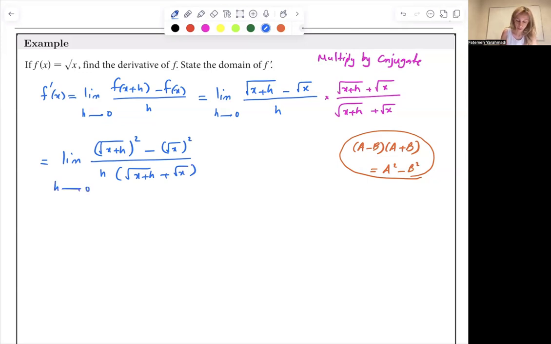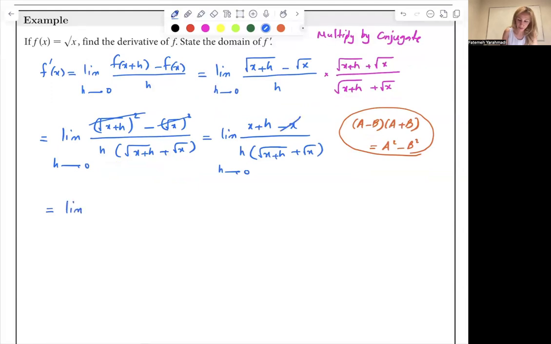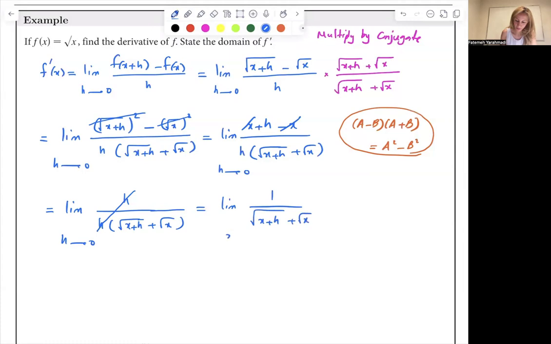My numerator becomes x plus h, because the square root and raising to the power 2 cancel out each other, minus x, since here you get x back, divided by h times square root of x plus h plus square root of x, and h goes to 0. So in this limit, you can cancel out x and negative x, and then h and h. So you end up with the limit of 1 divided by square root of x plus h plus square root of x as h goes to 0.